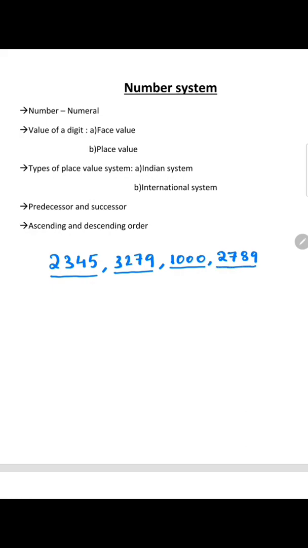After seeing how many digits are there, if all the digits are equal, then I should see the thousands place. Here the thousands place is 2. Here the thousands place is 3. Here the thousands place is 1. Here the thousands place is 2. I see 1 is the smallest number, and as I already told you, ascending order means small to big. So, as 1 is the smallest number among all these numbers, you should write 1000 first. Now, 1000 is completed.